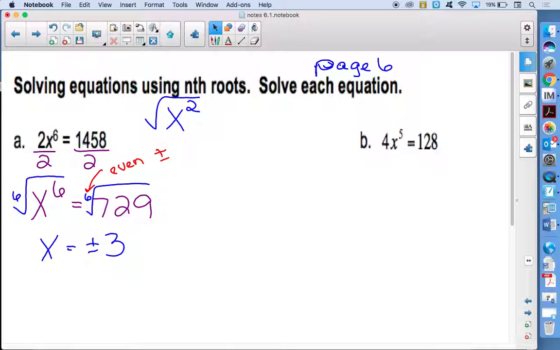Right here, 729. Yeah. So 3 to the 6th is 729. That means the 6th root of 729 is 3. You should put plus or minus, because the 6 tells you it's an even root. So if it was like over here, it's a 5, so you're going to go bigger for that.